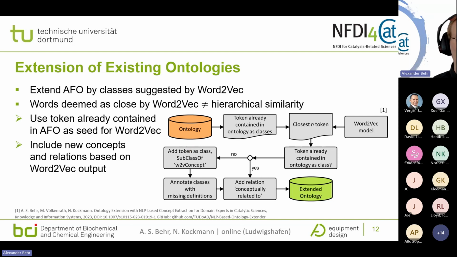After adding, we also searched for textual definitions so that we could annotate the classes with the missing definitions, as I've shown you before. So basically, we were able to include new concepts and their relations based on the Word2Vec output. We intended this workflow to be used in such a way that an expert user can later take a look at the extended ontology and say, okay, this connection makes sense, this relationship does not make sense, so maybe we want to delete it. So revision is possible here in any case.